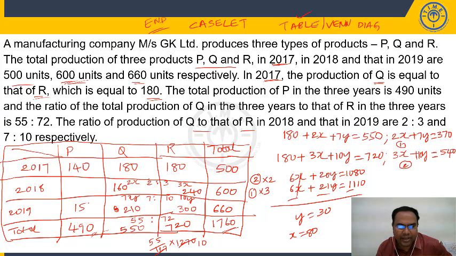So this is 150. Totally 660, right? 660 minus 150. This is how much? 400. 600 minus 400. This is 200. So we have got all the values of x, y and z.